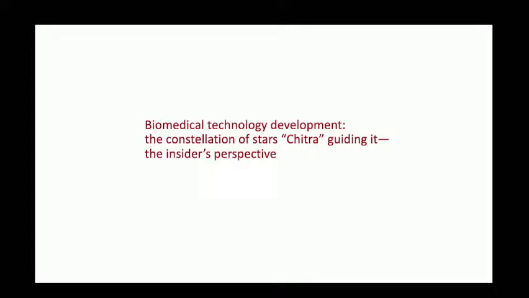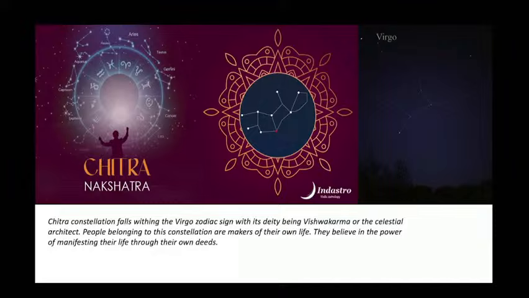That's the first question. Nobody knows what Chitra is. So Chitra is basically a constellation of stars. Chitra Nakshatra is a part of the Virgo constellation of stars. And the Chitra constellation falls within the Virgo zodiac sign, with its deity being Vishwakarma, the celestial architect. People belonging to this constellation are makers of their own life. They believe in the power of manifesting their life through their own deeds.